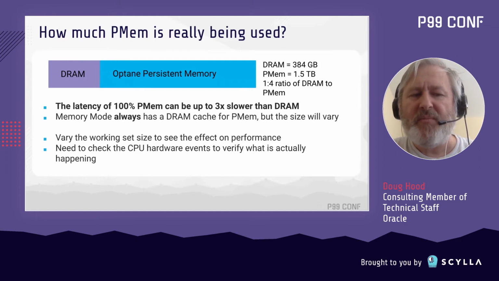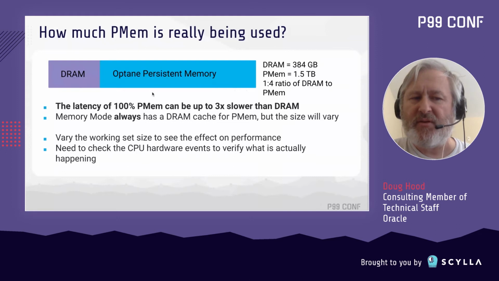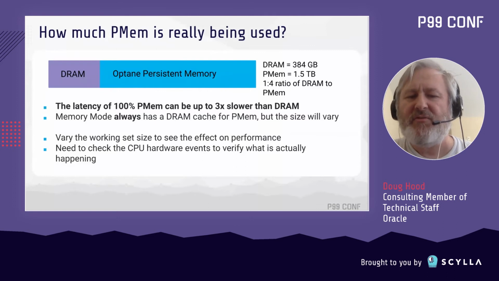So when you're in memory mode, you're always accessing DRAM, and you might be accessing persistent memory depending on how much data you're using. If your workload or the working set all fits within DRAM, in theory it should be as fast as DRAM. If your working set takes up all of the memory in the computer, obviously you're going to be using a proportion of DRAM and a proportion of persistent memory. So it really comes down to the cache hit ratio of DRAM versus persistent memory.